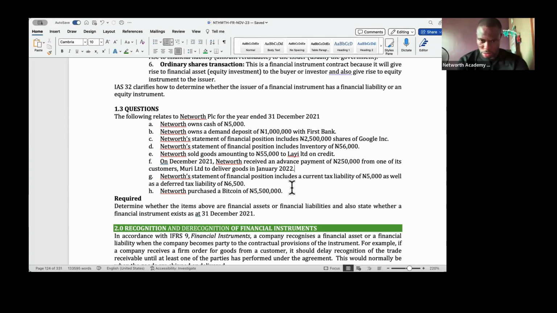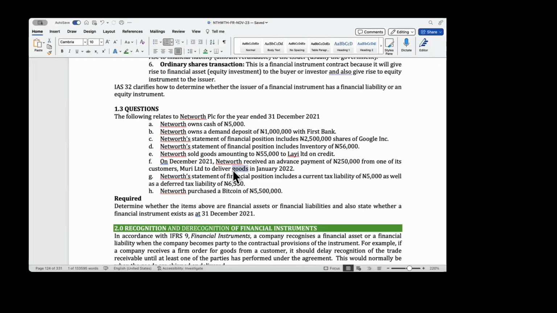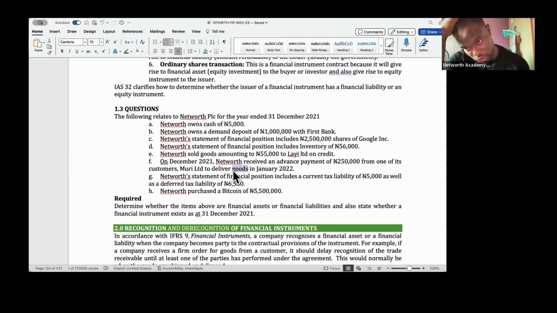Okay, that's a good attempt. But looking at it closely, what has happened here is that Networth has received money of 250,000 from Lai to deliver goods. Oh, to deliver, I see. Advance. Yes, it's just like you want to buy a car and you pay in advance.